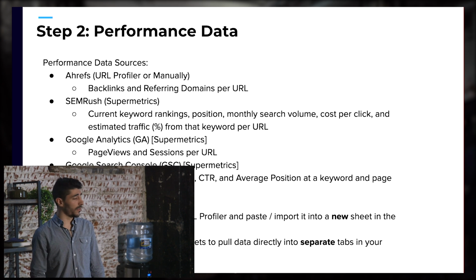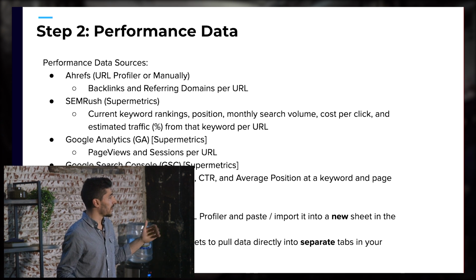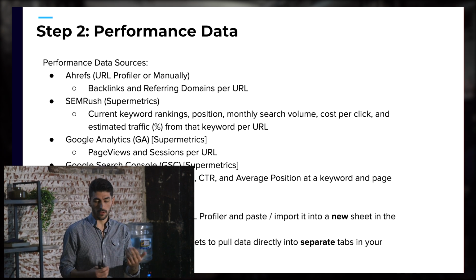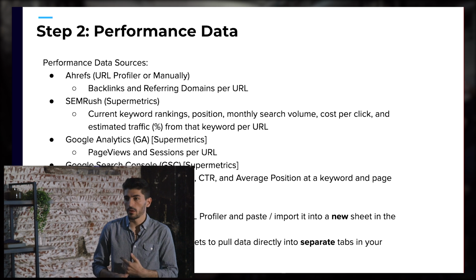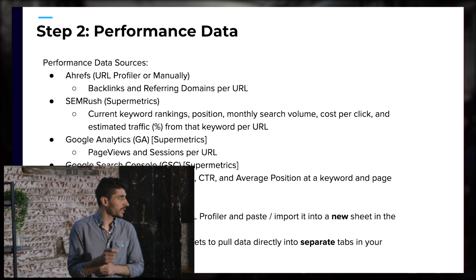So next we want to pull in all of the performance data. We want to pull in data from Ahrefs, SEMrush, Google Analytics, and Google Search Console. You can manually download all of this data, or we use a couple tools. One of them is URL Profiler, and the other one is Supermetrics.